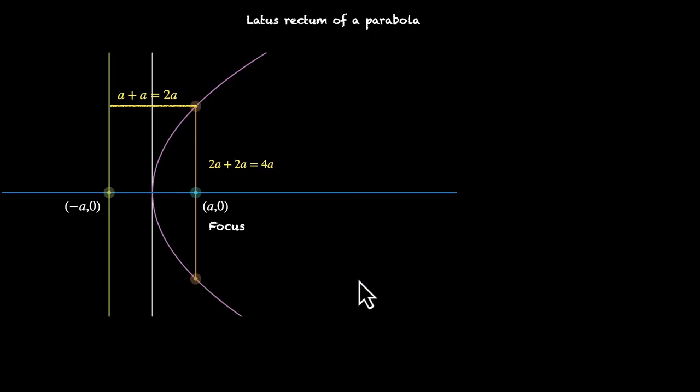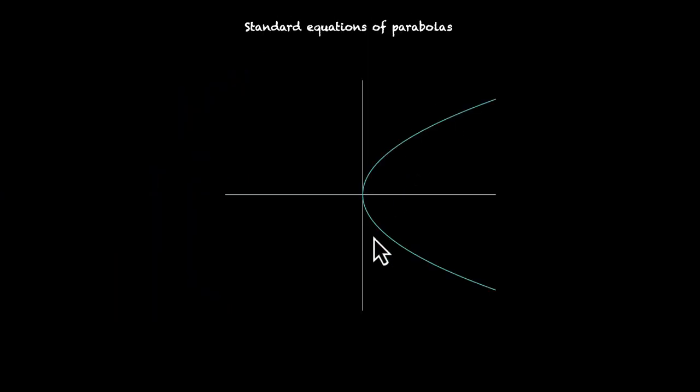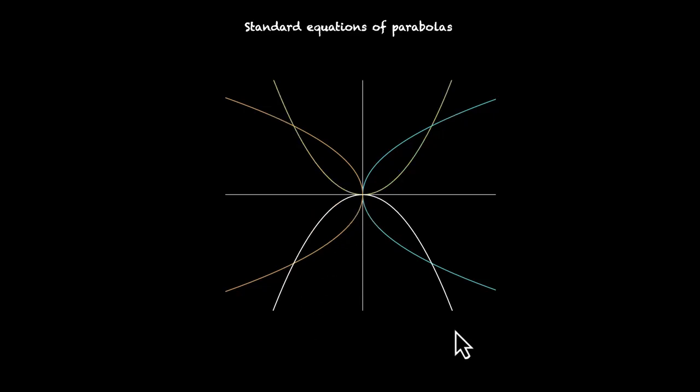That's equal to 4a. Now finally, let's look at all 4 standard parabolas. We looked at the rightward facing parabola, but there's also a leftward facing parabola as well. This parabola has vertex at the origin and it faces left. Then we have an upward facing parabola and a downward facing parabola. Pause the video, try to write the equations of all 4 parabolas. Alright, let's do it together.